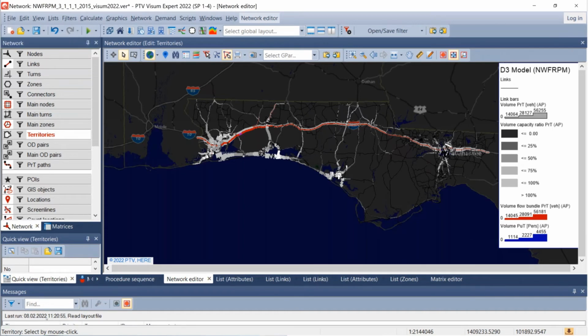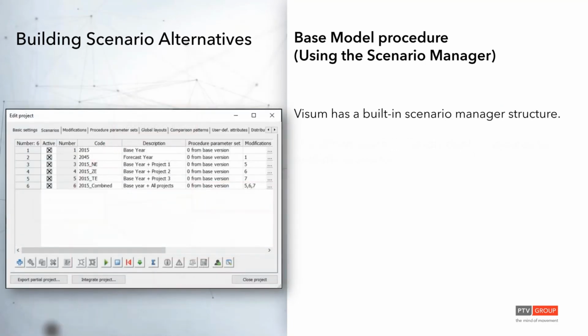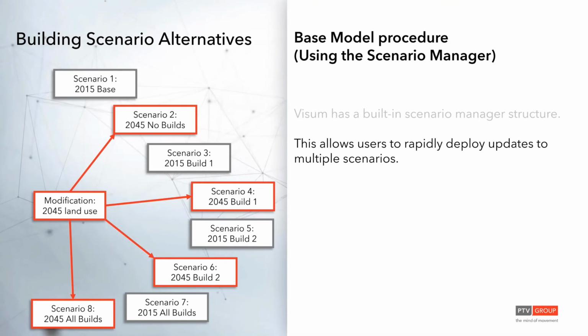Let's jump back into where we were. Getting back into the scenario manager tool, this is found in the file menu, and it's modification based. So you're going to create modifications to the base network. You're going to start with modifications, and these can be as simple or as complex as you want. A modification could be something as simple as adding one link to the network, or increasing the number of lanes on one link, or it could be as complex as building out a full new development site.